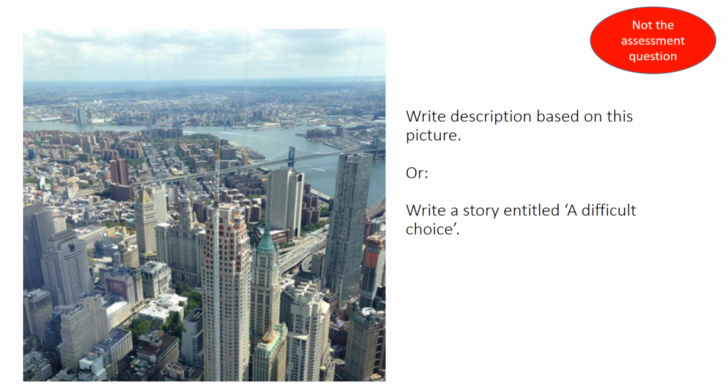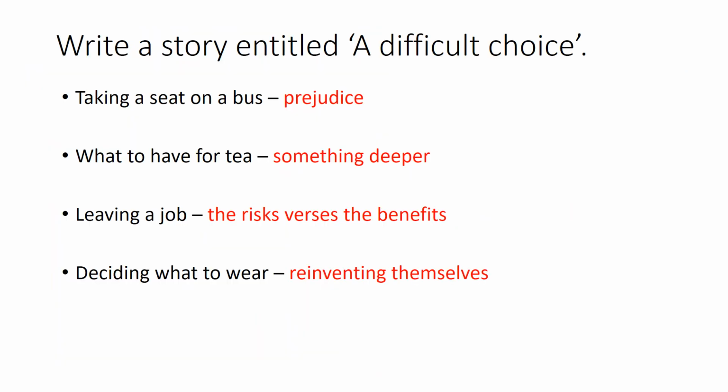Okay, now what I'm going to do is, instead of going on the descriptive element, have a look at the story element. Now, the difficult choice, we've talked about this, about the mundane. When you get a story title like that, you have to be really careful, because the difficult choice could be about life and death, and we could make it all that EastEnders, Hollyoaks type of writing, where they had to decide whether to kill somebody or not.